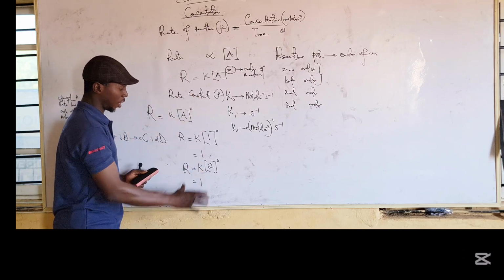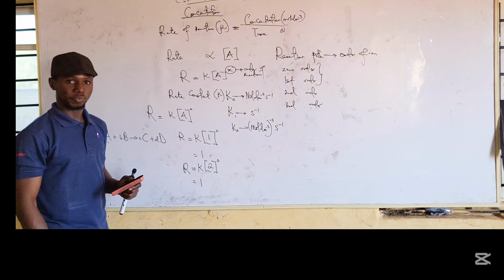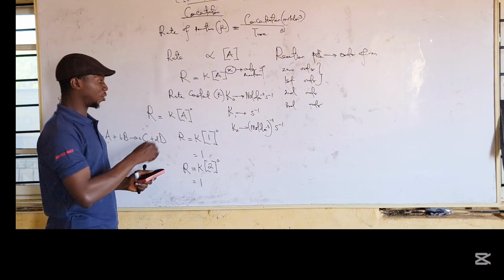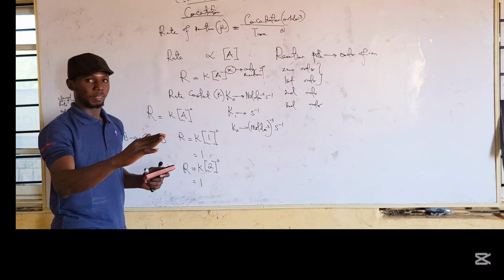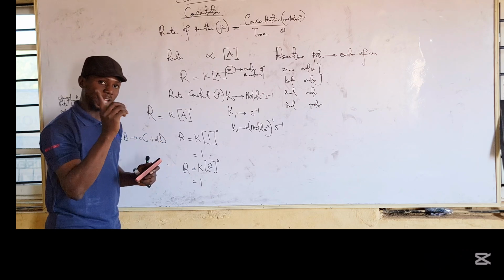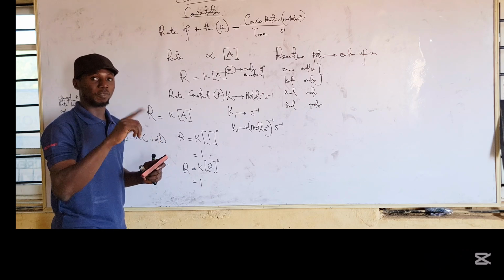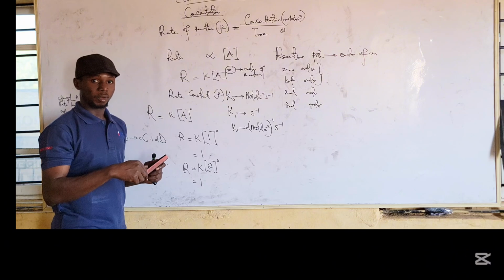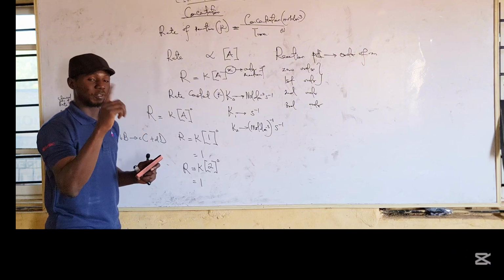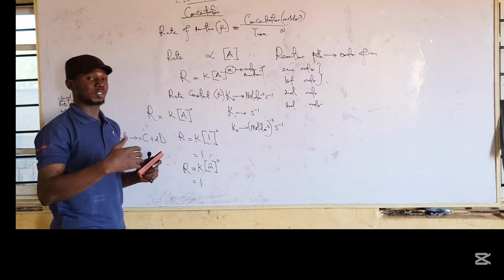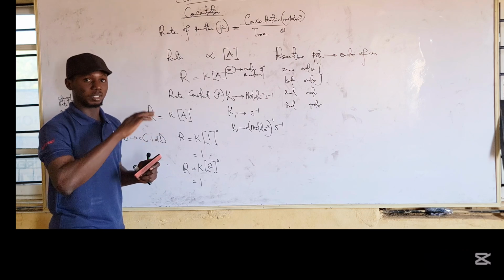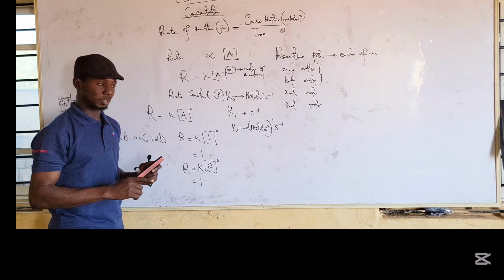Now, a very good example is the zero order reaction. In a reaction at zero order, if the concentration is increased, rate remains the same. That means concentration does not have an effect on the rate of the reaction at zero order. Concentration does not affect the rate of reaction at zero order. If the concentration increases, rate remains the same for a zero order reaction.